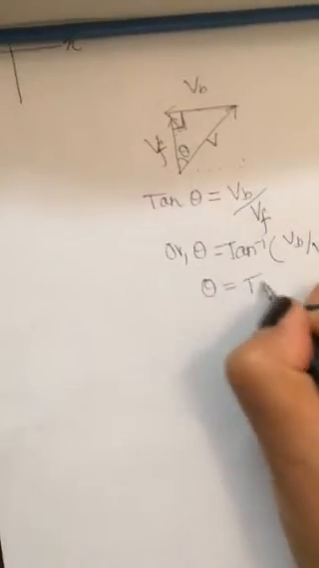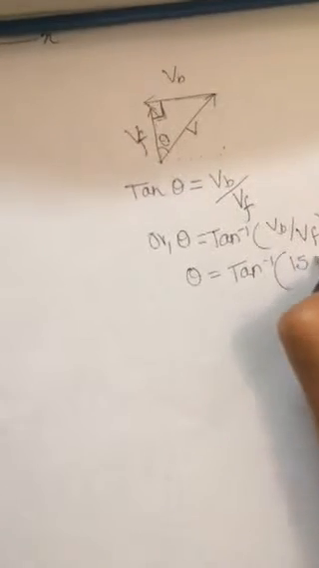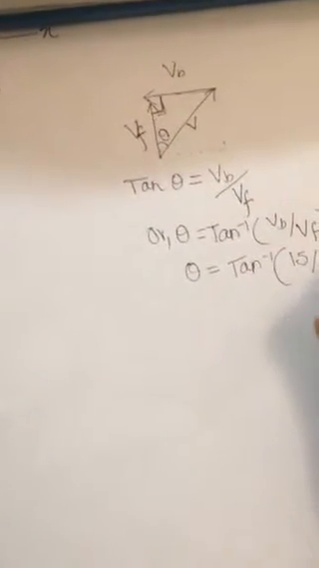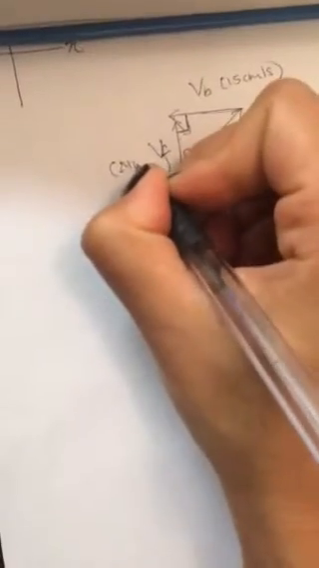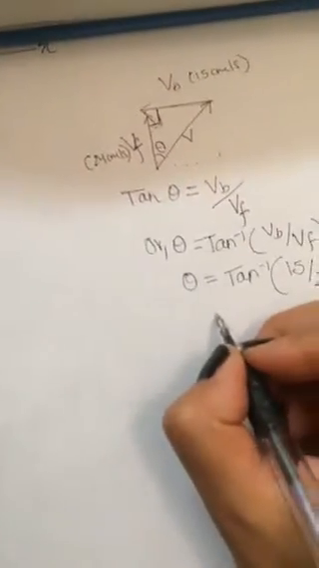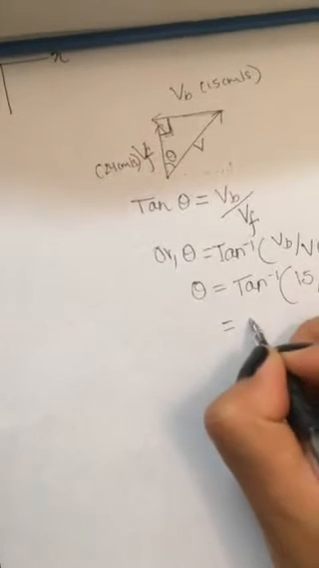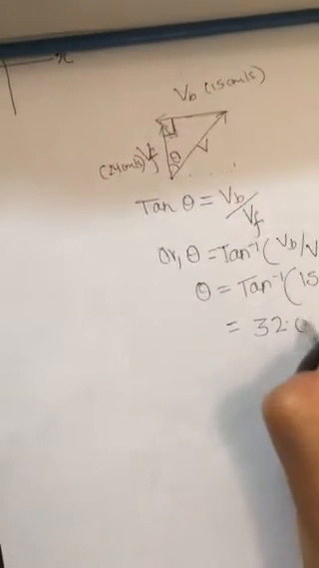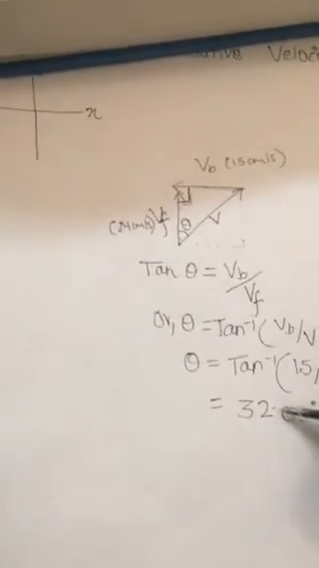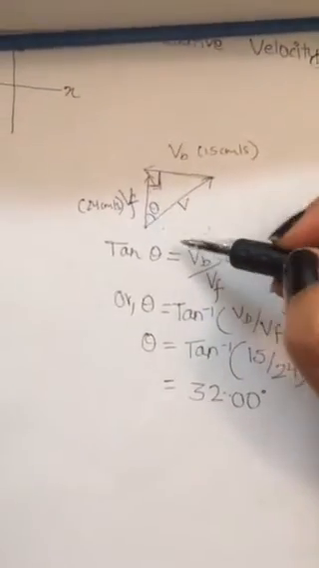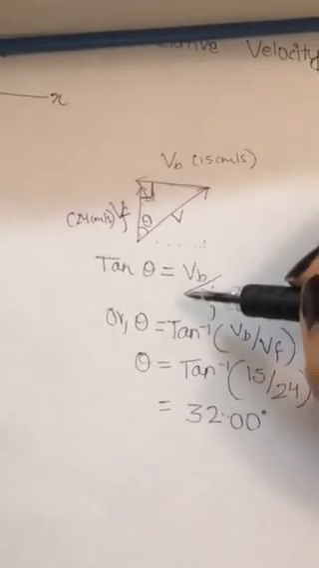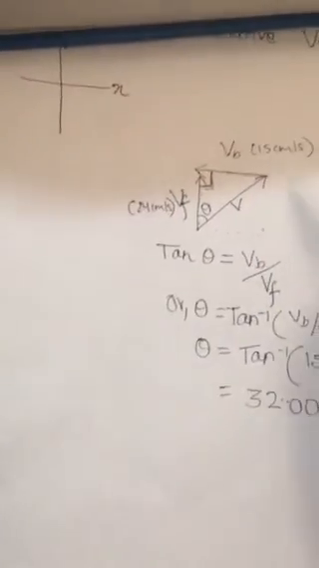or theta equals tangent inverse of 15 over 24. This is 15 centimeters per second, and this is 24 centimeters per second. That equals 32.00 degrees. So this is the angle that the cutter is preset to, to compensate for the motion of the glass.